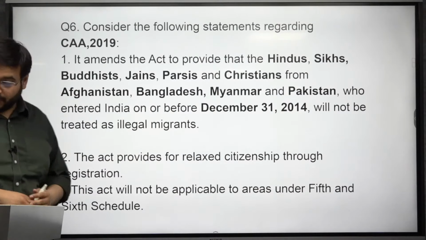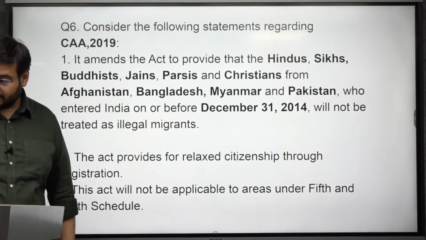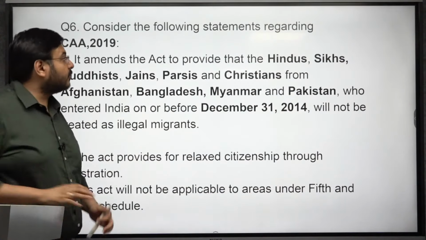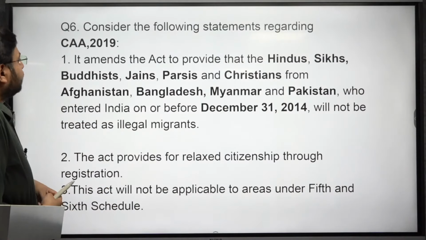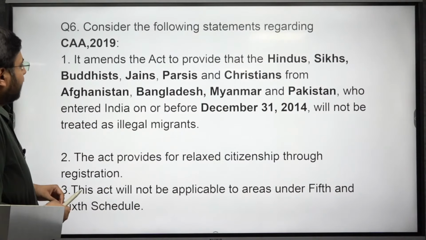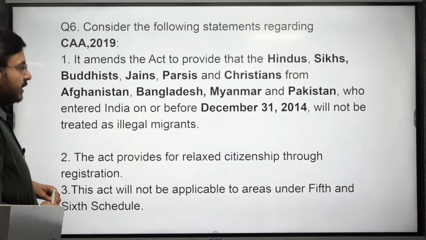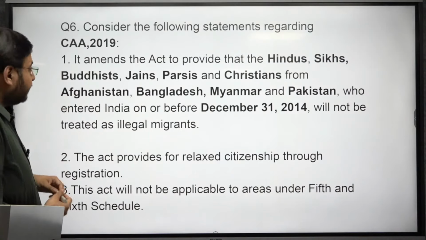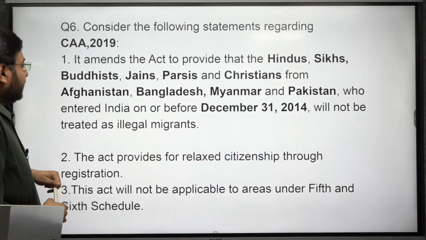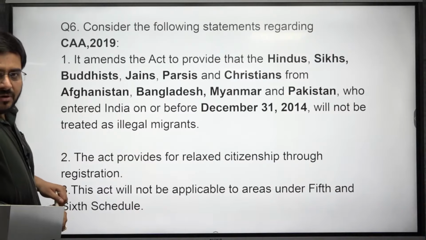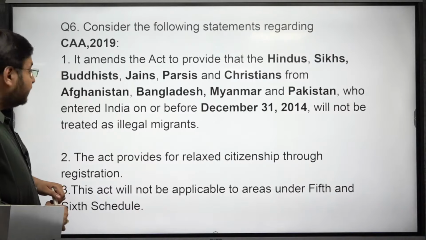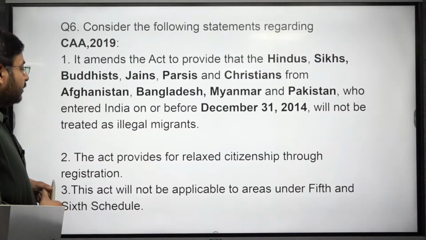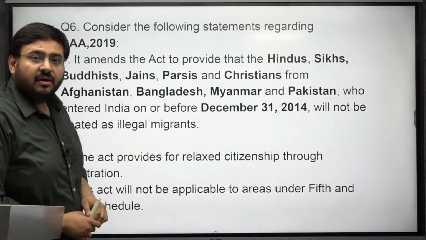It amends the act to provide the Hindus, Sikh, Buddhist, Jain, Parsi, and Christians from Afghanistan, Bangladesh, Myanmar, and Pakistan who are not in. The first is wrong. Myanmar is not there. Very good. The act provides for citizenship through registration. Wrong. Naturalization. Third, the act will not be applicable to the areas of 5th and 6th schedule. Correct? Incorrect.